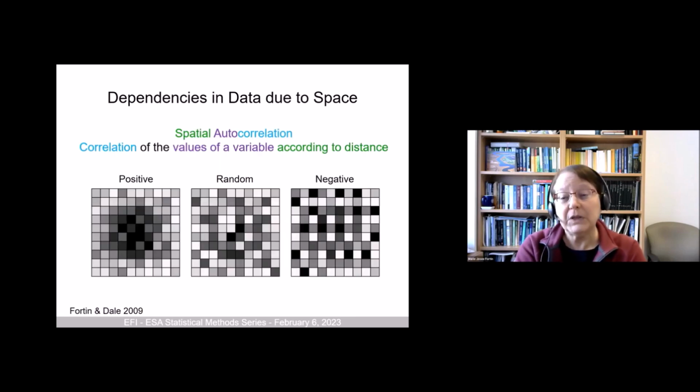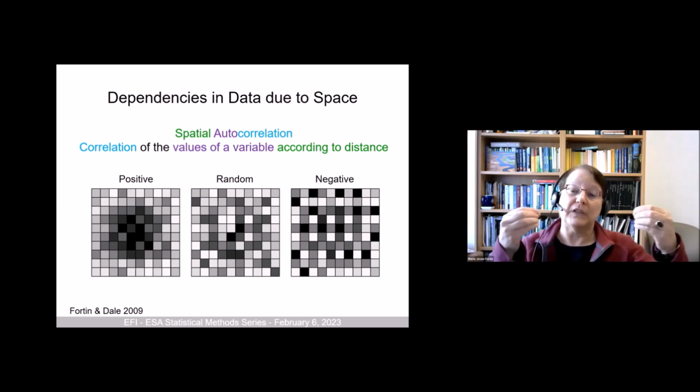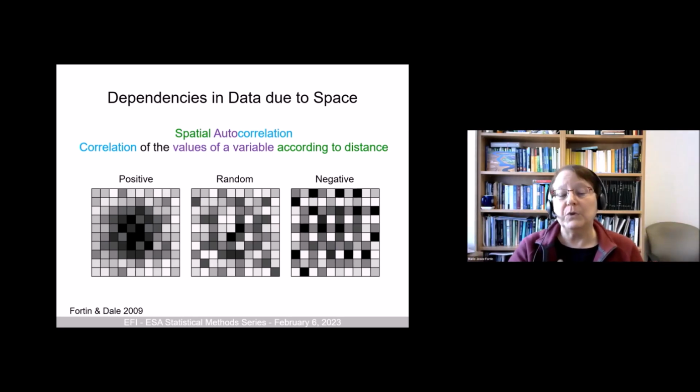Then to measure the degree of dependency, maybe the dependency is very weak, or it could be positive or negative. So we measure it using an index of spatial autocorrelation, and I put in colors so that people understand what I mean by autocorrelation and spatial autocorrelation. Autocorrelation is the relationship between the quantitative value of a variable with itself according to distance. And we have the possibility of positive autocorrelation, where the dark values are nearer to one another and light values close to one another.